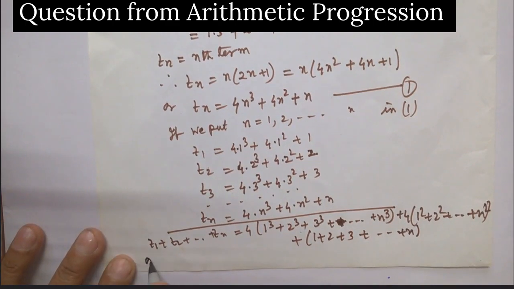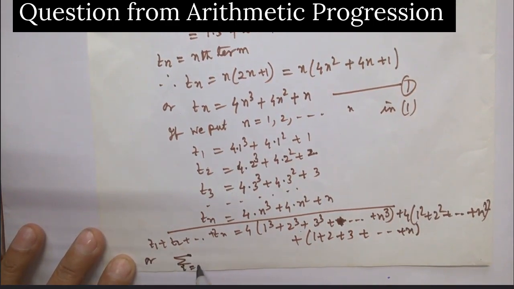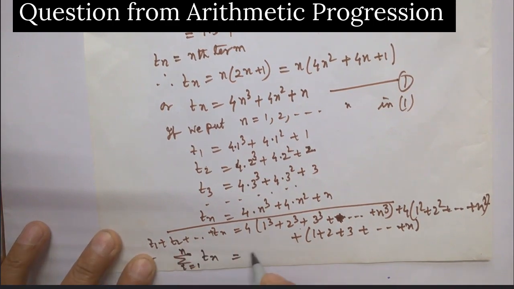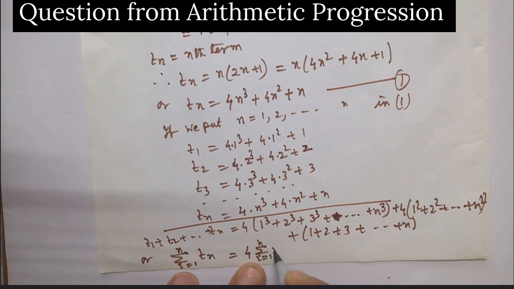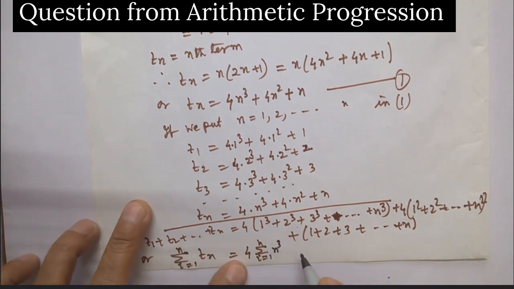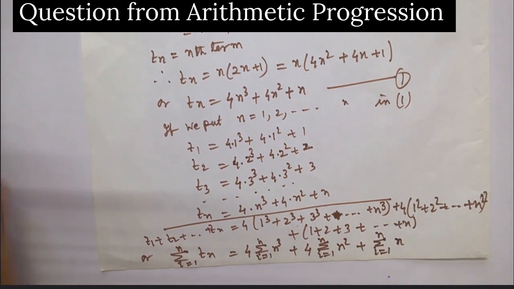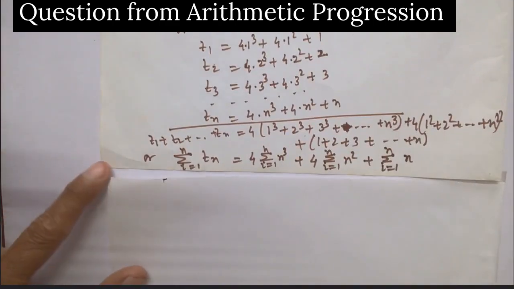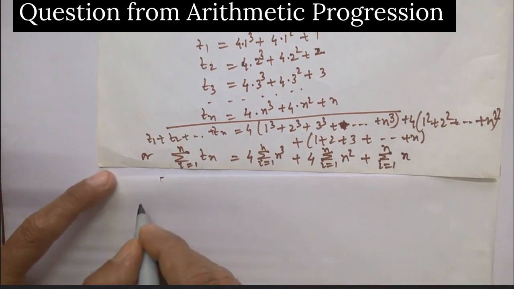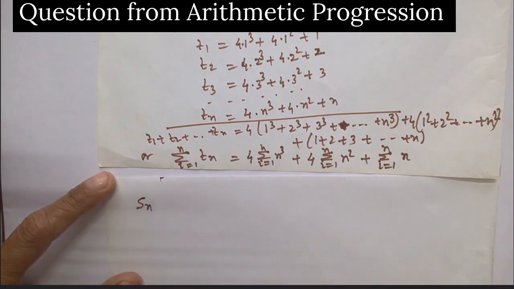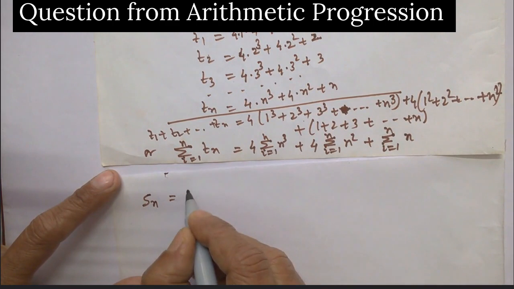So we may write this as summation i equal to 1 to n of Tn, equal to 4 summation i equal to 1 to n of i cube, plus 4 summation i equal to 1 to n of i square, plus summation i equal to 1 to n of i. Hence the summation of Tn is Sn.